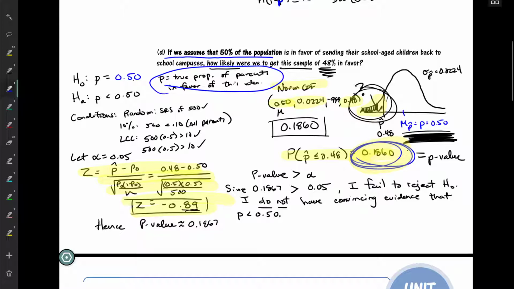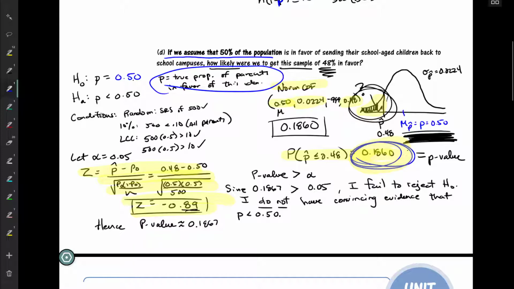What that means is that our sample could have been less than 50% majority in favor of the idea just by random chance alone. Now, if our sample is more something like 40%, then that would give us a much stronger indication that we were going to have a convincing result.